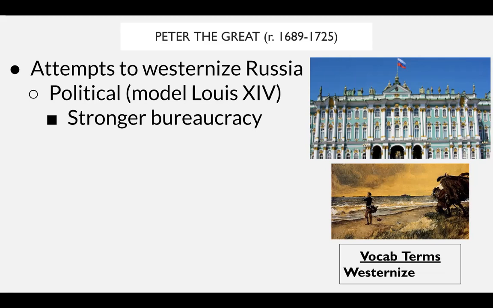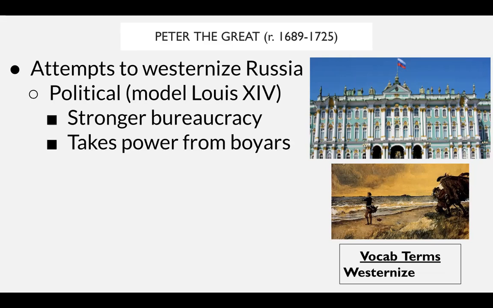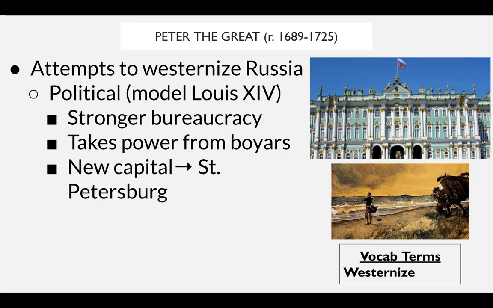He's going to create a stronger bureaucracy, a stronger system to collect taxes and enforce a census. He's going to seize power away from the boyars that was given to them under Mikhail Romanov. And he's also, again, going to move the capital of the Russian Empire to some swamp called St. Petersburg. St. Petersburg is going to be the center of his newfound Russian Empire. He's going to model it off of cities like Paris and Venice and London.